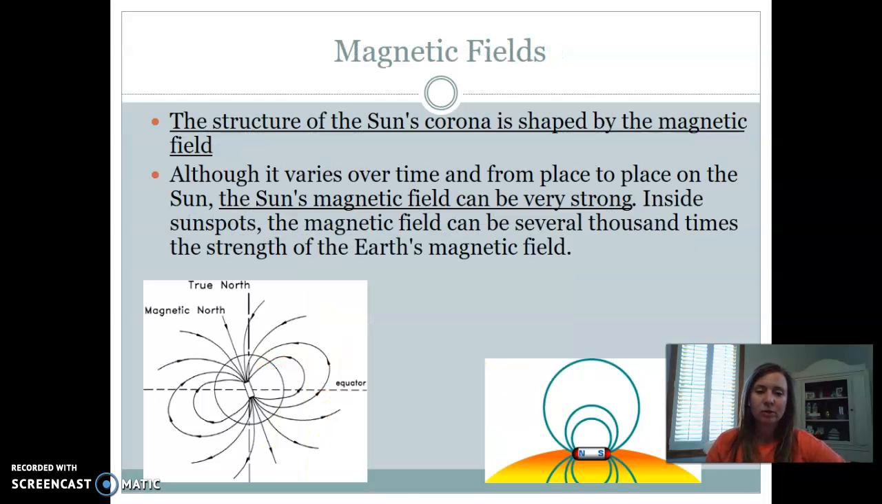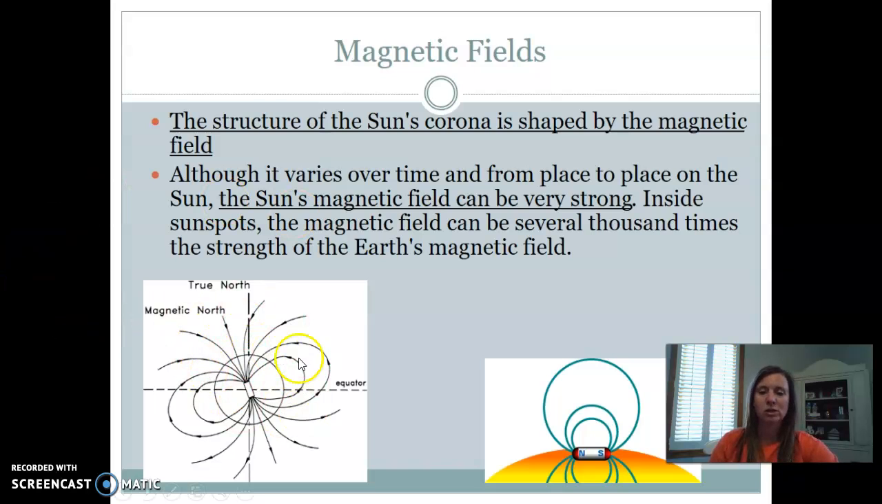Let's continue though and talk about some of the other features that you can see in the sun. The first is a wrap back to our magnetic field. If you think about our magnets, these are electrically charged particles. Protons, neutrons, and electrons are subatomic particles, and electrons that are being charged electrically also create a magnetic field.